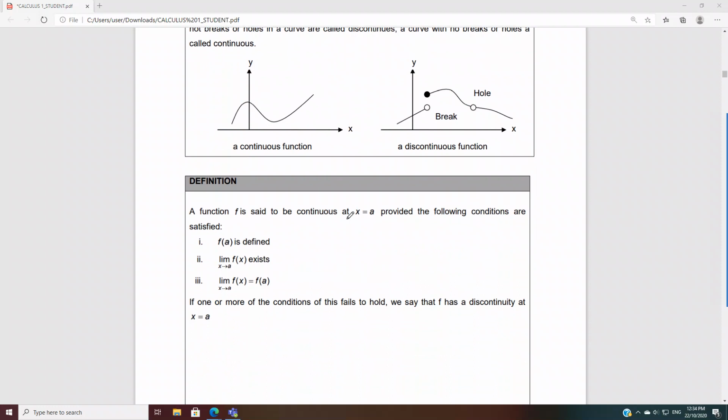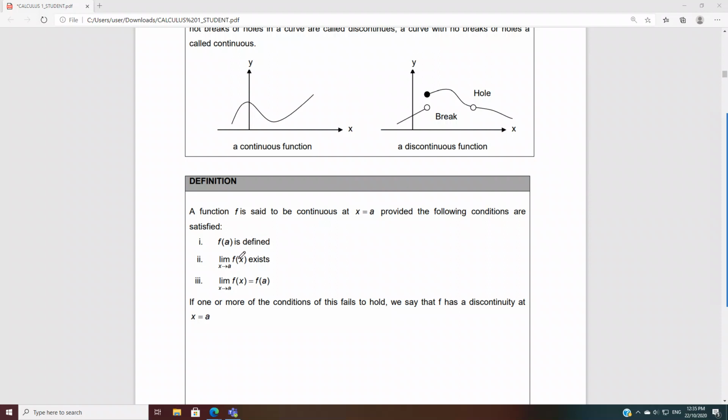Okay, so for a continuous function, we must satisfy these 3 conditions. So first, f(a). When we want to find whether the function is continuous at x equals a or not, we have to check whether these conditions are satisfied or not. So first we must find f(a). So here if x equals 1, find f(1). Okay, so f(a) is defined.